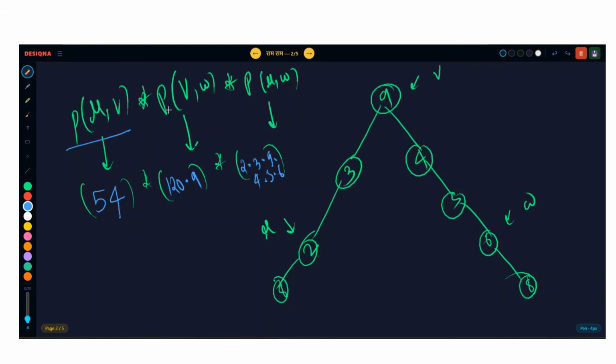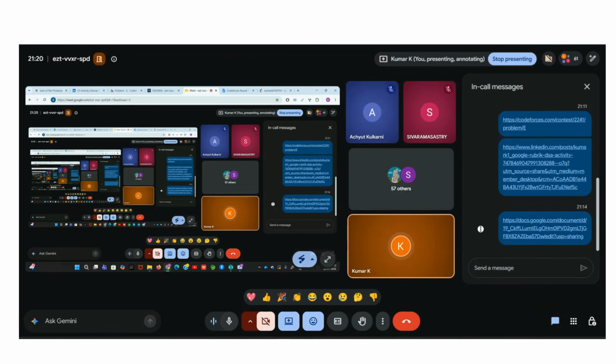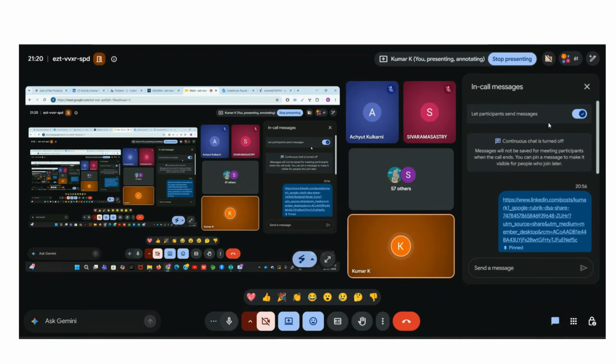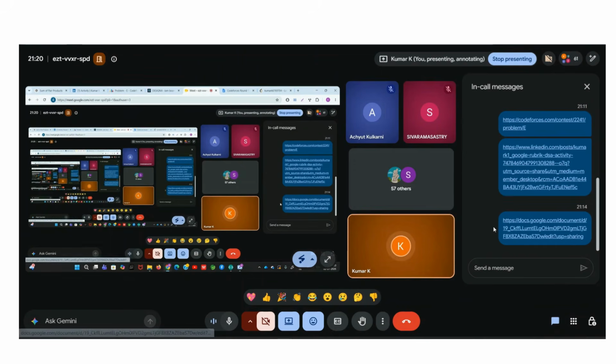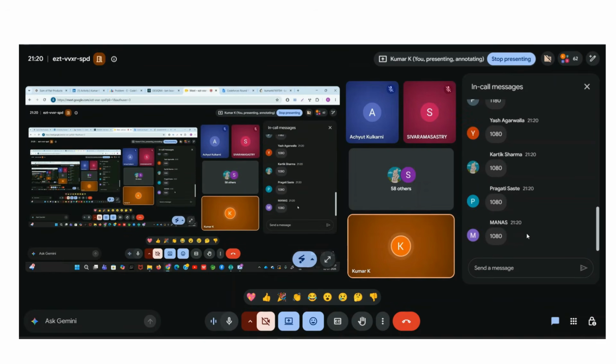So I will open the Google chat. You guys have to tell me what is P of V comma W. If you multiply 9, 4, 5, 6, what do you get as the answer? Tell me that in the Google chat. So guys, Google chat is open. Tell me what is P of V comma W. 1080. Not 1180, it is 1080.